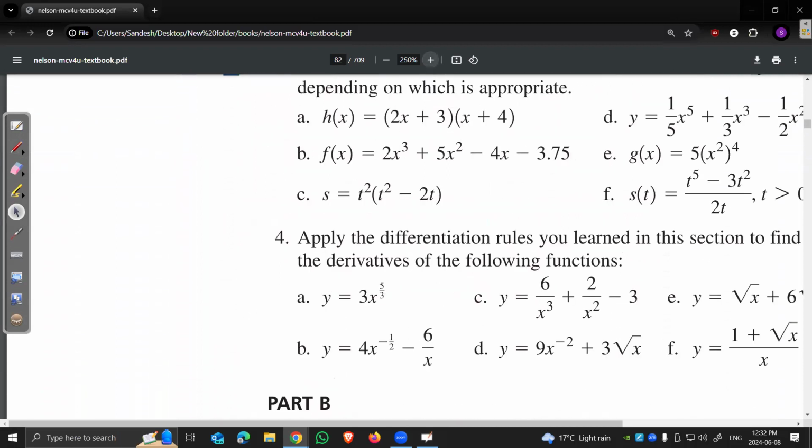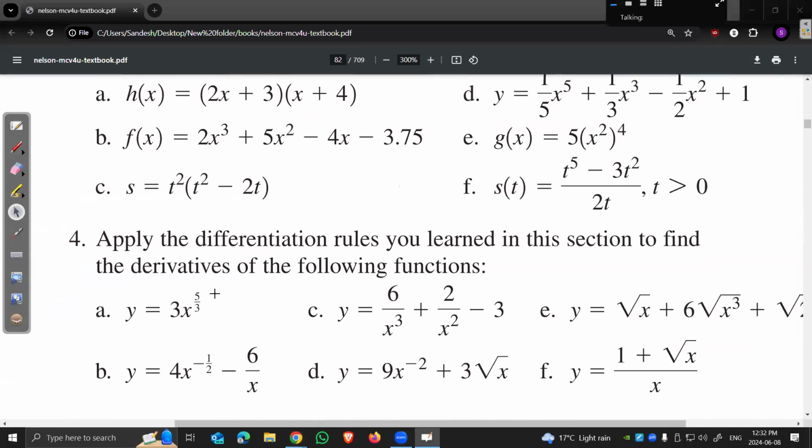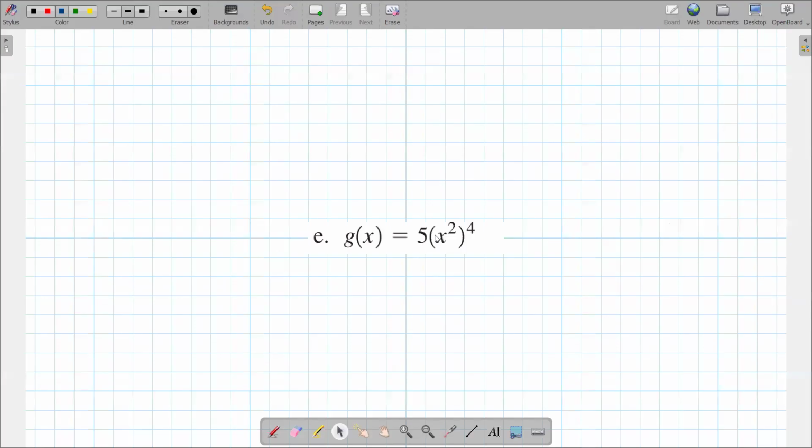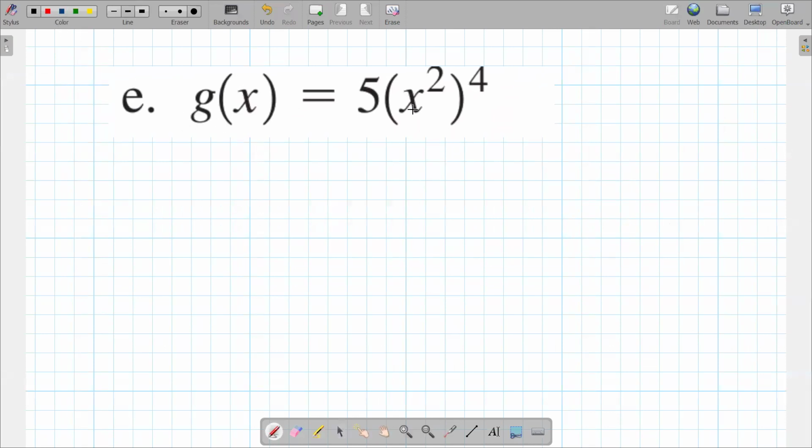All right, let's do some complicated ones. Which one should we start with? Let's start with this one. Now notice our inner function is no longer an x. So we're going to use the power rule, but once we're done with it, because our inner function is no longer only an x, you need to multiply it by the derivative of the inner function.